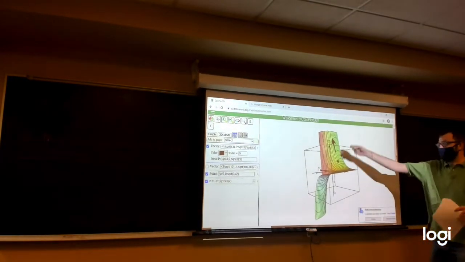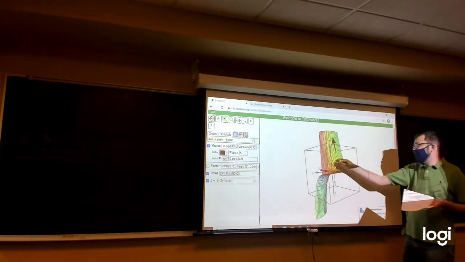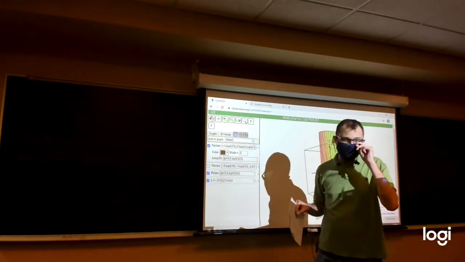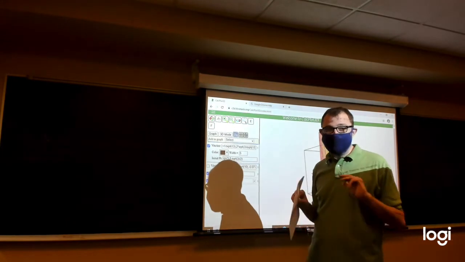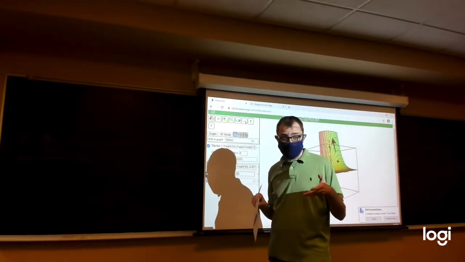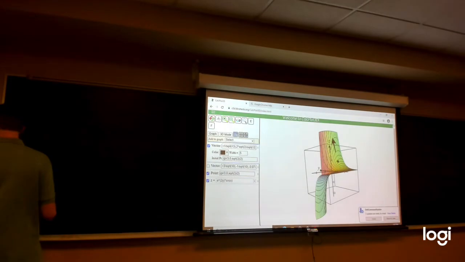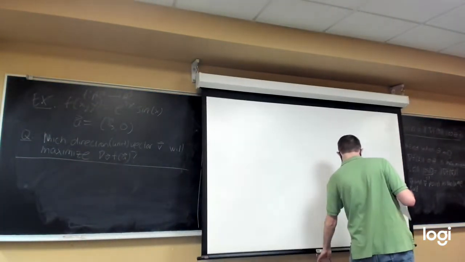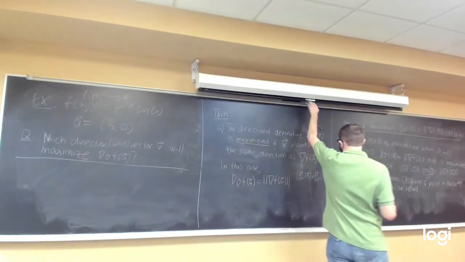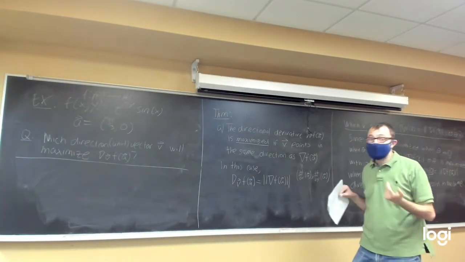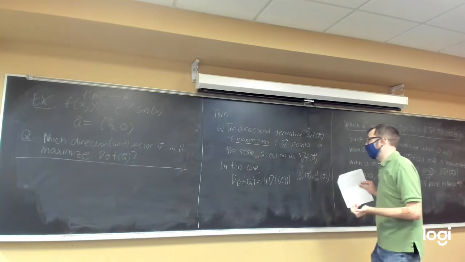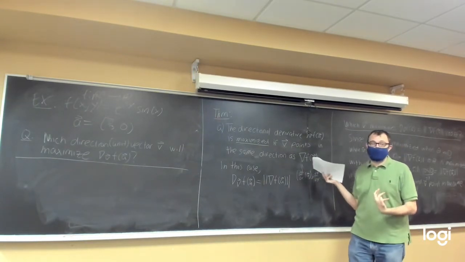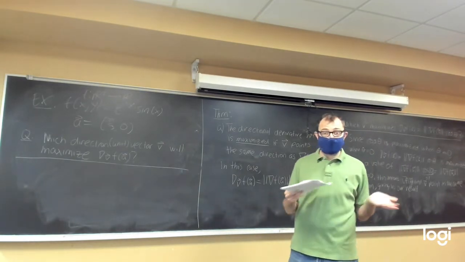If this is our function, which it is, this is our f of x y, and this is the point right here, what should our direction vector v be that's going to point us in the direction of the most uphill slope? So let's find that out. Well, according to this theorem, the theorem tells us immediately which direction it should point in. V needs to point in the same direction as our gradient vector, the gradient of f evaluated at a.